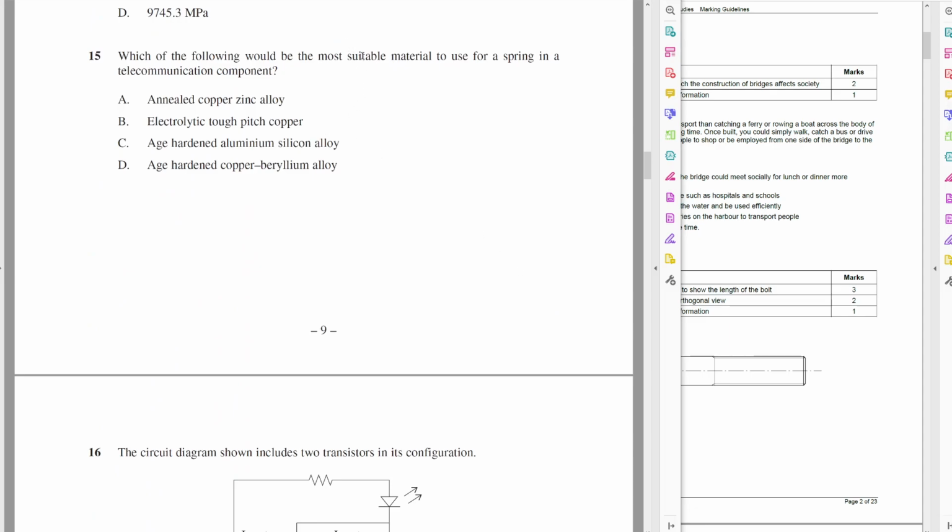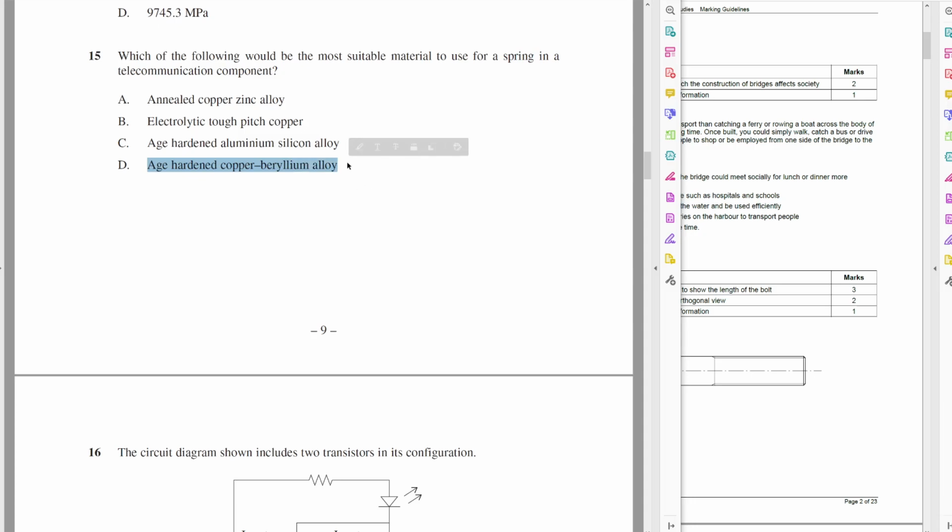Okay, which of these is the most suitable for a spring in a telecommunications component? Now, there's an argument to say that if you were worried about corrosion, in a very corrosive environment, you might use brass or copper zinc. We've also talked about copper cadmium, wherever we have large diameter cables where they need to not soften as much under heat. But the other one that we use other than ETP is copper beryllium.